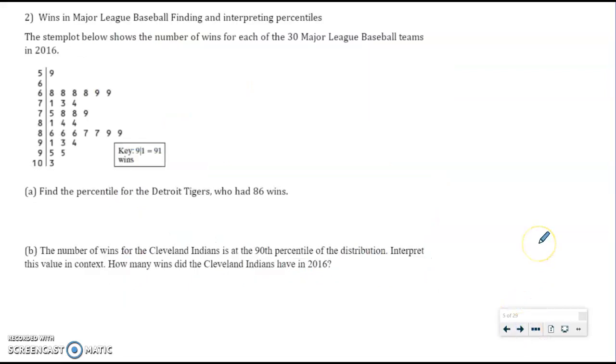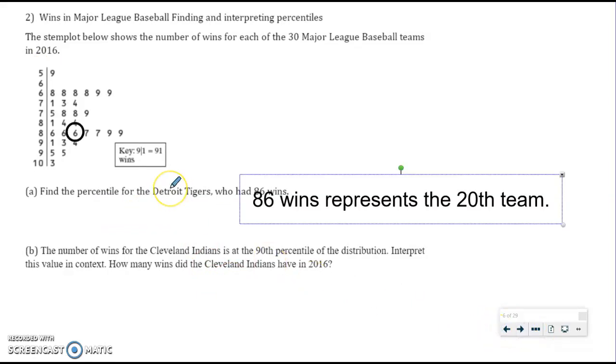So let's look at this set of data. Given that there are 30 teams in Major League Baseball as of 2016, I want to find the percentile rank for the Detroit Tigers. So I want to identify where 86 is. 86 is right here. Now, Mr. Graham, there are 3 values that go with 86. We're going to go with that last one.